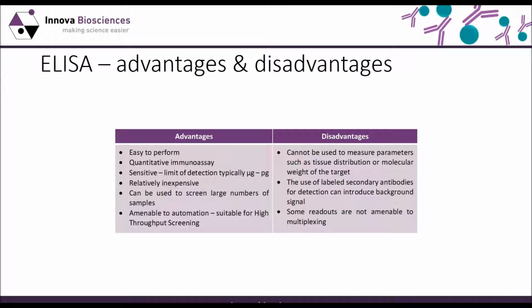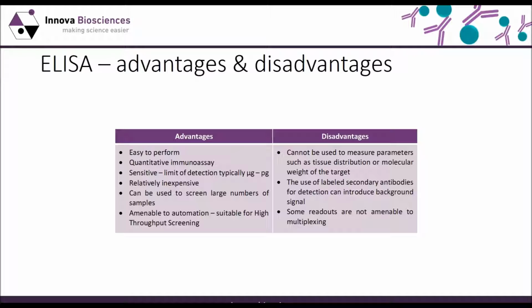In addition to being a much safer option than radioimmunoassays, ELISAs offer a number of further advantages. They're fairly simple to perform, and unlike techniques such as Western blotting or immunohistochemistry, produce a quantitative readout. They're also sensitive, providing analyte detection in the microgram to picogram range, and they're relatively inexpensive to run. Furthermore, they can be easily adapted to HTS formats and used to screen large numbers of compounds.